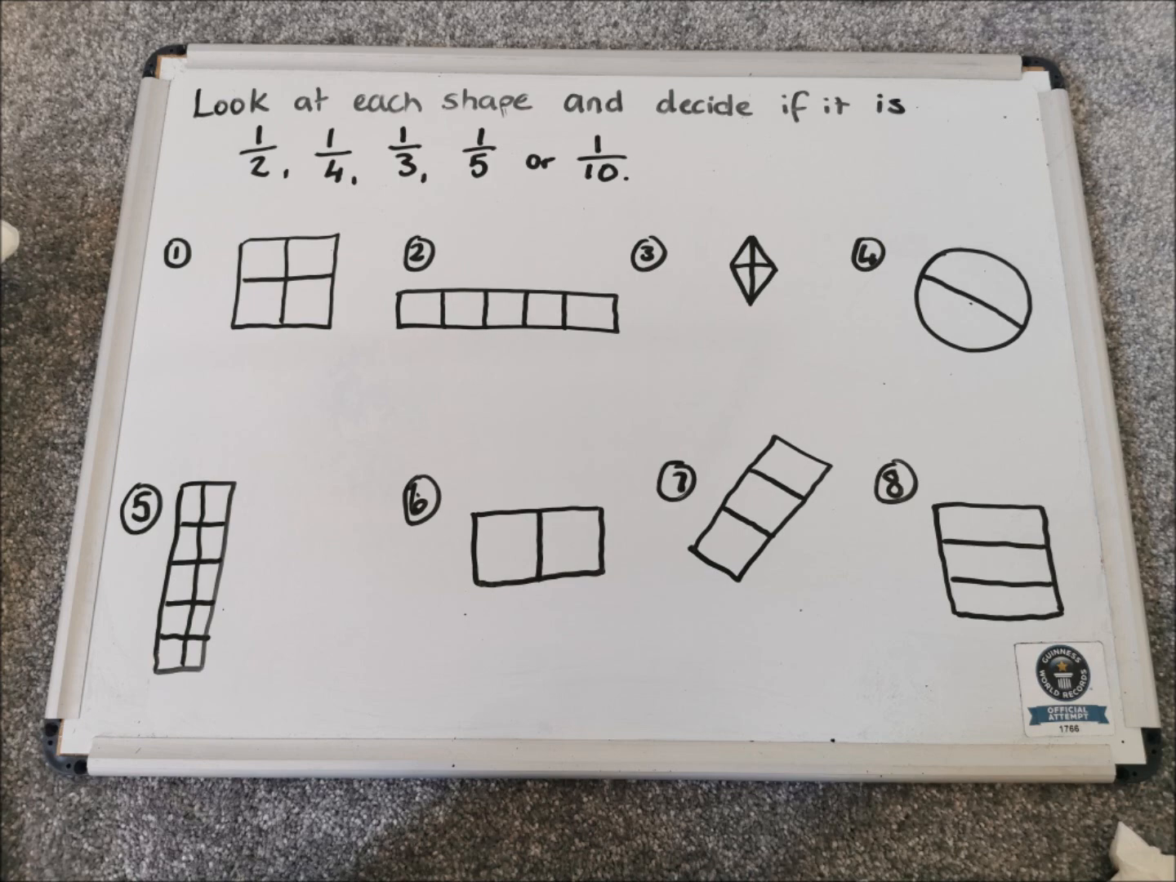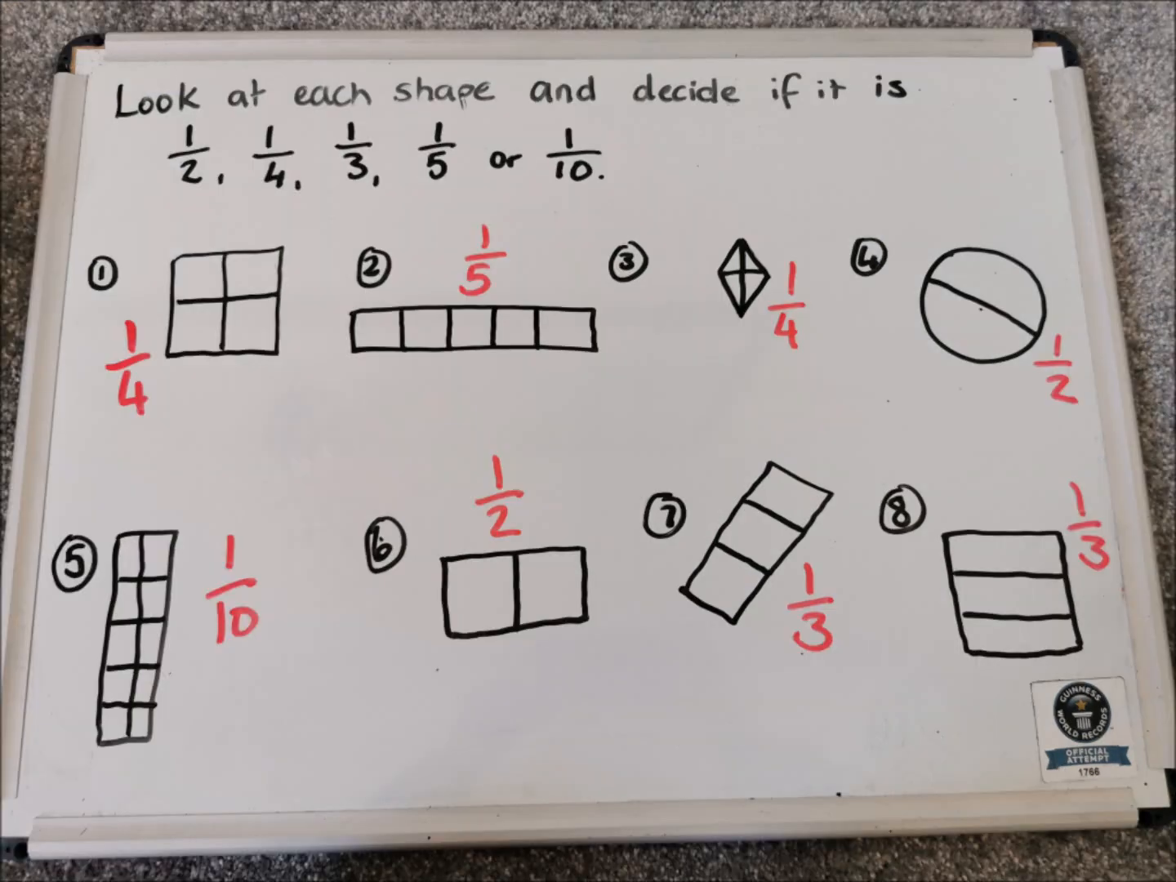So let's have a wee look at the answers. So hopefully you managed this, guys, and hopefully you're starting to use that language like quarters, halves, thirds, fifths, tenths. That would be fantastic. So let's have a wee look. So number 1, it was quarters. They're cut into 4 equal parts, so remember that's quarters. Number 2, fifths, or 1/5. Each bit is 1/5. Number 3, again quarters, because it is cut into 4.